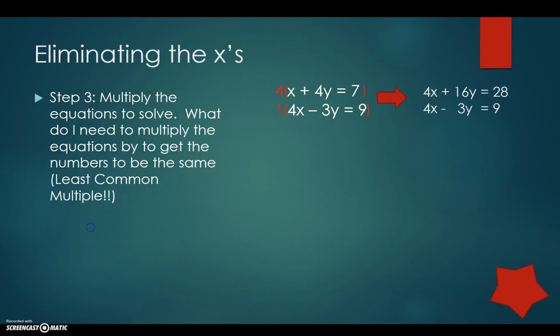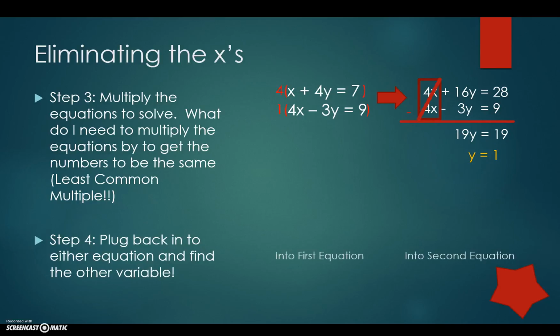When I distribute through with the 4 at the top, I get 4x plus 16y equals 28. On the bottom, I'm multiplying everything by 1, so it doesn't change much. So I have 4 x's now that are the same number. I have same signs, so I'm going to subtract. 16 minus negative 3 gives me 19. 28 minus 9 is 19, so I divide to get 1.